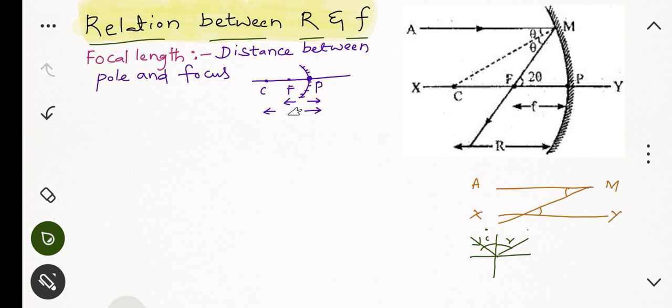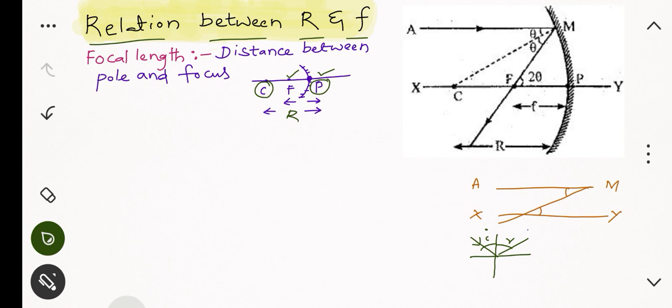It is defined as the distance between the center of curvature and the pole. And F is called the focal length. It is the distance between the focus and the pole. The distance between the focus and the pole is called the focal length.